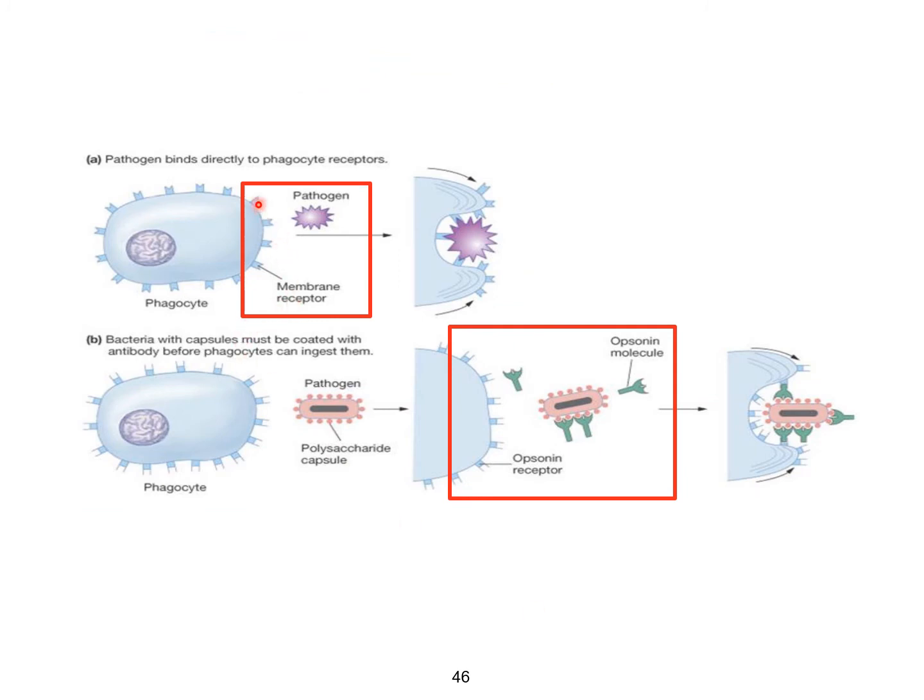So in direct phagocytosis the pathogen binds directly to the phagocyte receptor, and in indirect, bacteria with capsules must be coated with antibody before phagocytes can ingest them. So this coating is nothing but opsonization. Here the bacteria is being coated and then it is taken up by the macrophage.